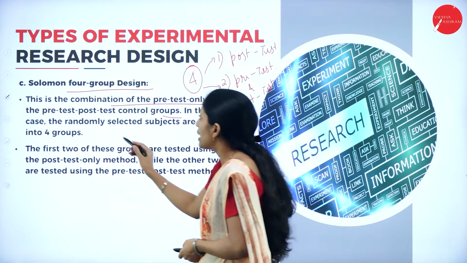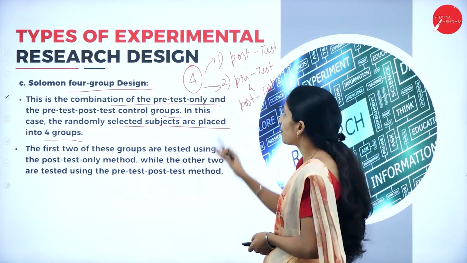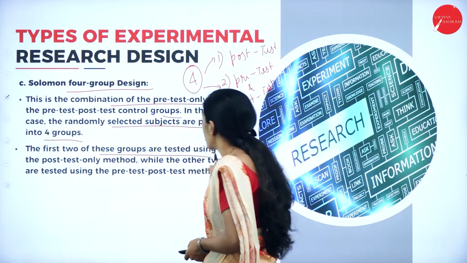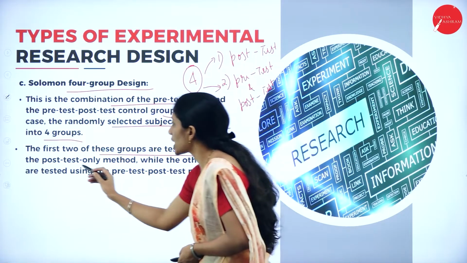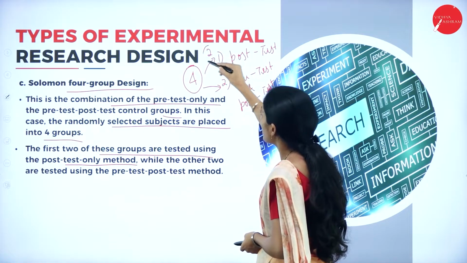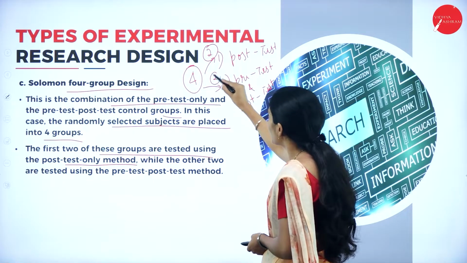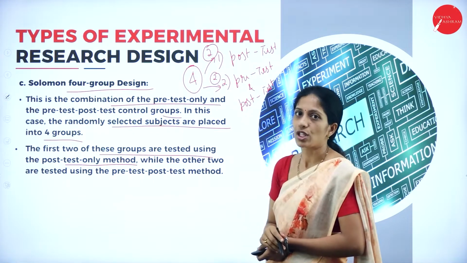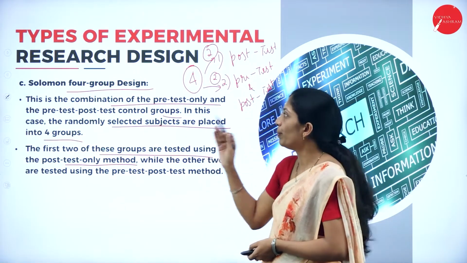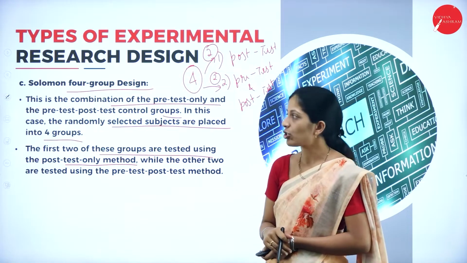In this case, randomly selected subjects are placed into 4 groups. The first 2 of these groups are tested using the post-test method only. Now what are they going to do? 2 groups will be tested with the post-test method and the other remaining 2 groups will be tested with the pre-test and post-test method. So that is known as the Solomon 4-group design. So this is about the types of experimental research design.